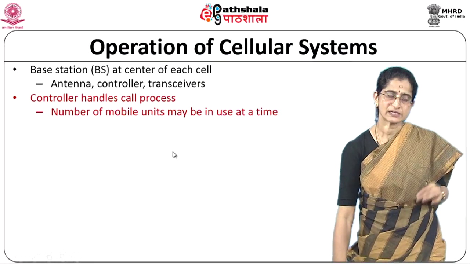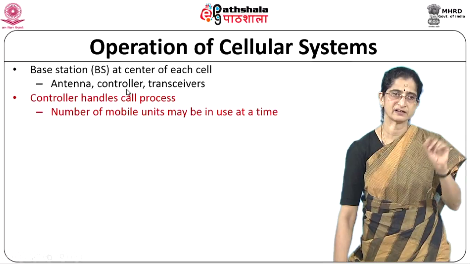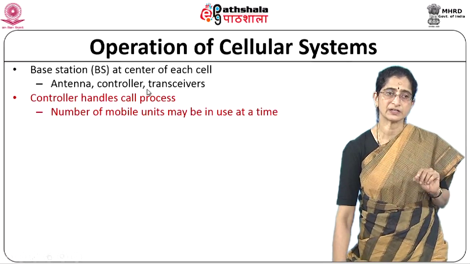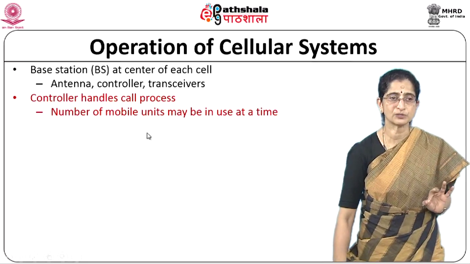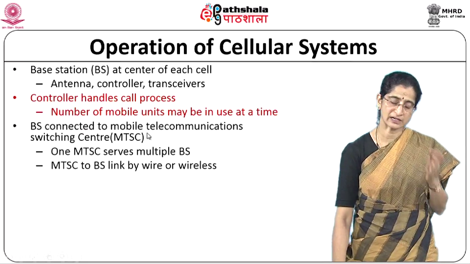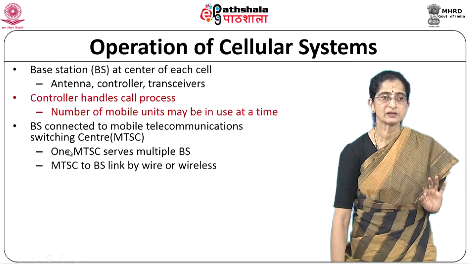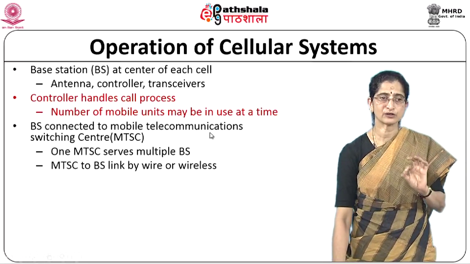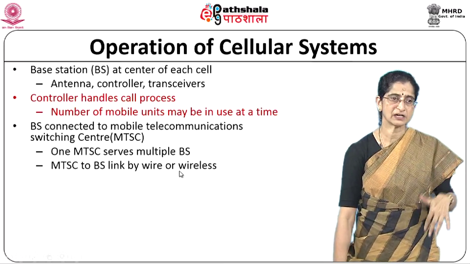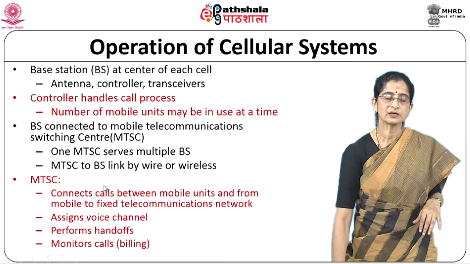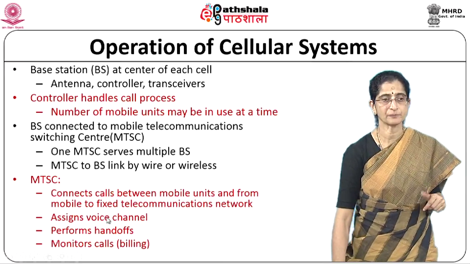As we said earlier, the base station is at the center of each cell, so it has an antenna, controller and transceivers, and the controller in it handles the entire call process. The number of mobile units in use at a time can be any number, and all that is to be handled by the controller. The BS is connected to the mobile telecommunication switching center, MTSC, and one MTSC can serve multiple BS. The MTSC to BS link may be wired or it could be wireless.